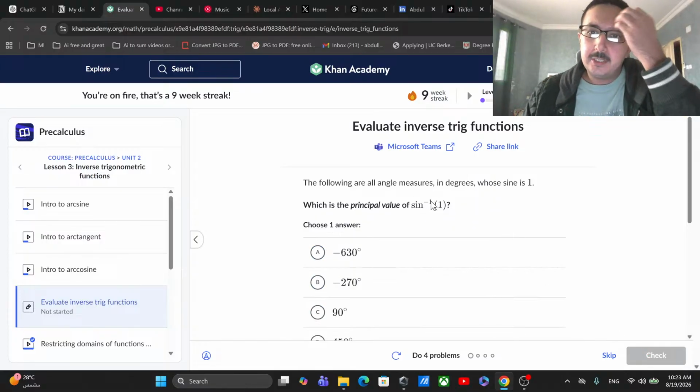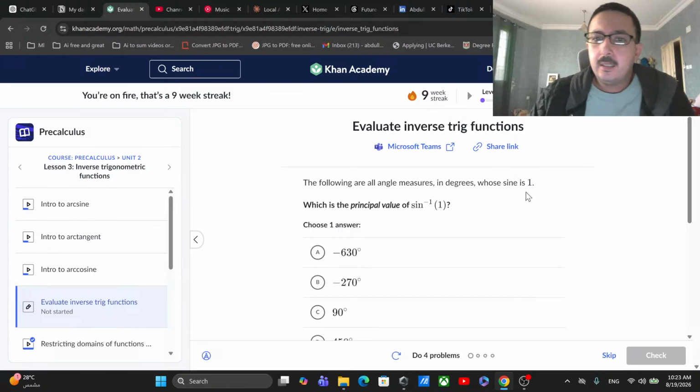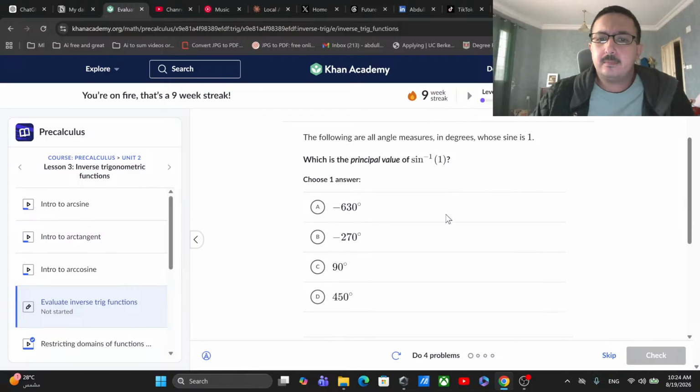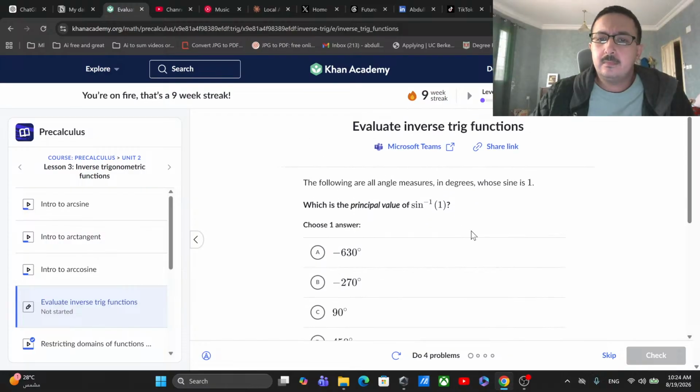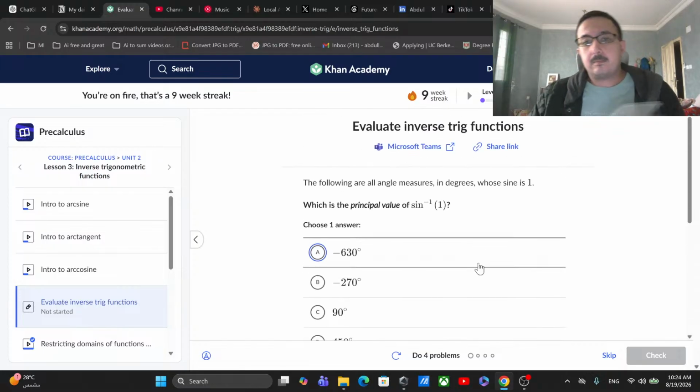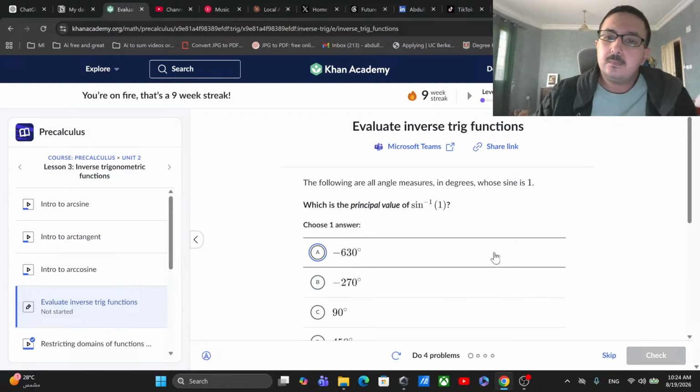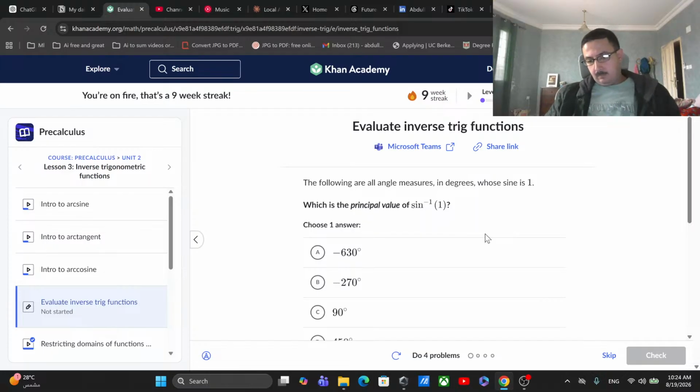All angle measures in degrees whose sine is 1. Which is the principal value of the inverse sine of 1? Let me get a calculator. 90.